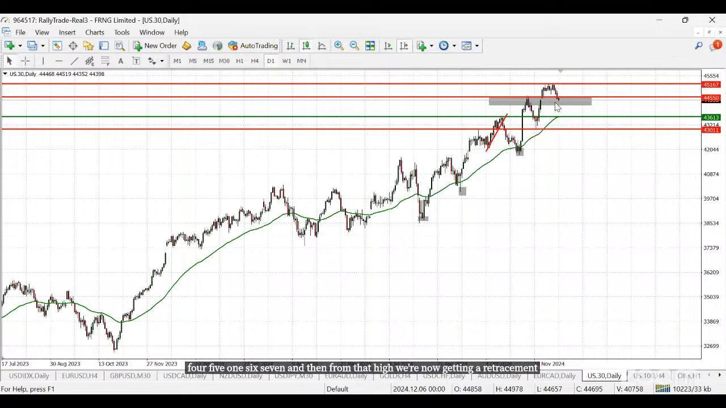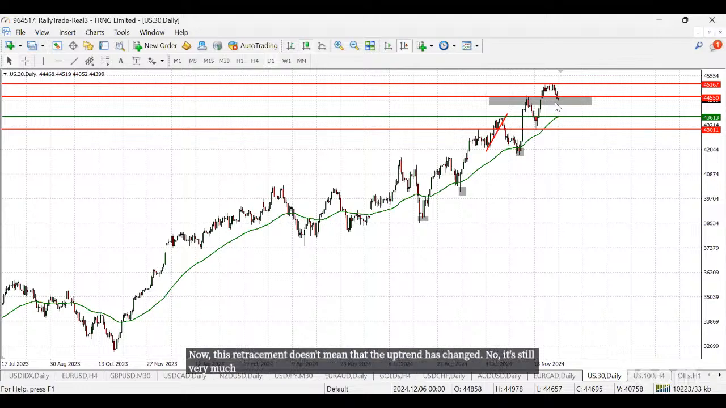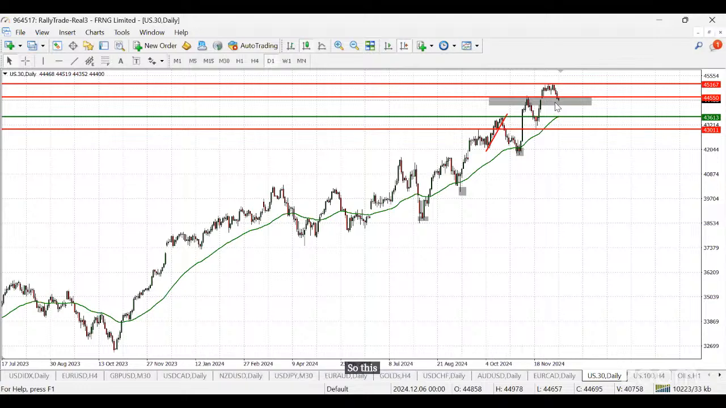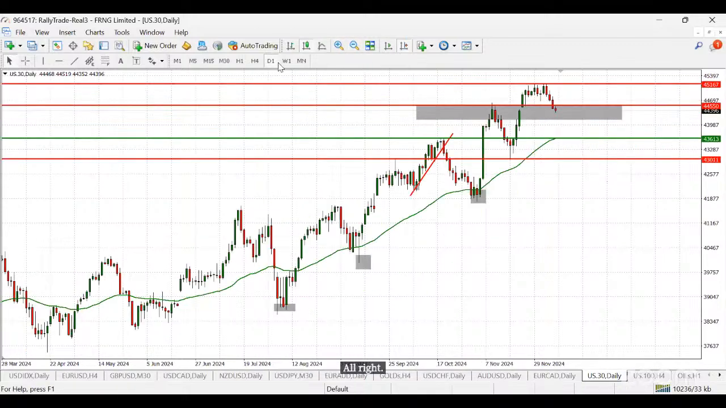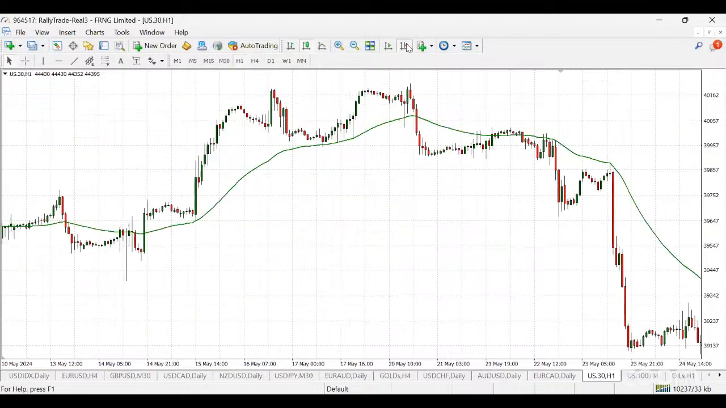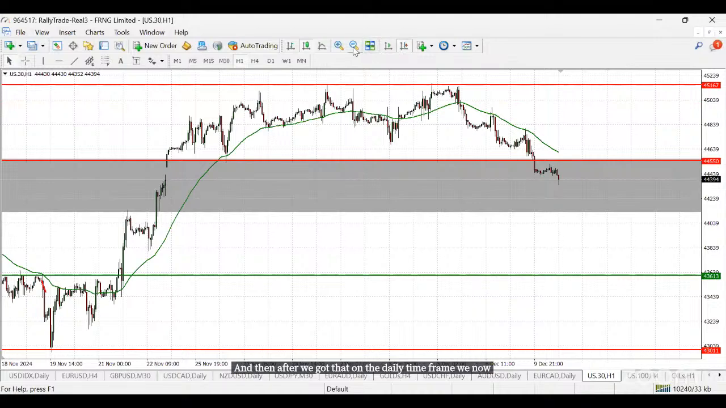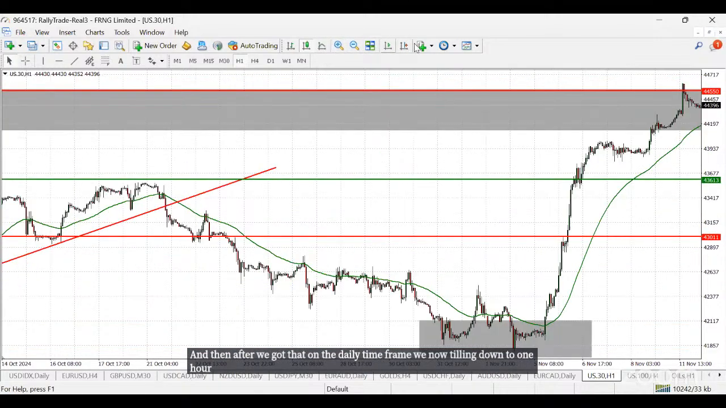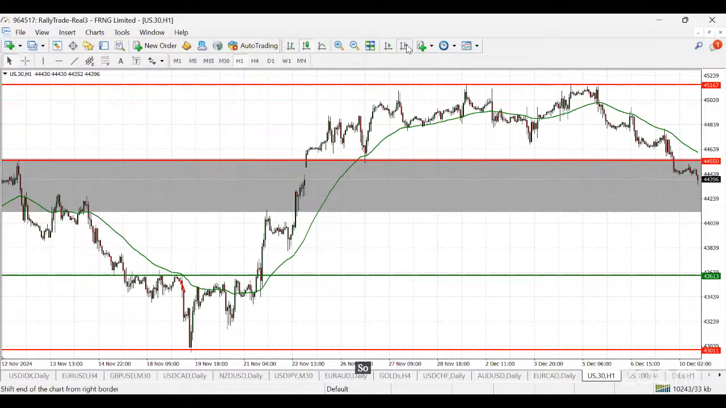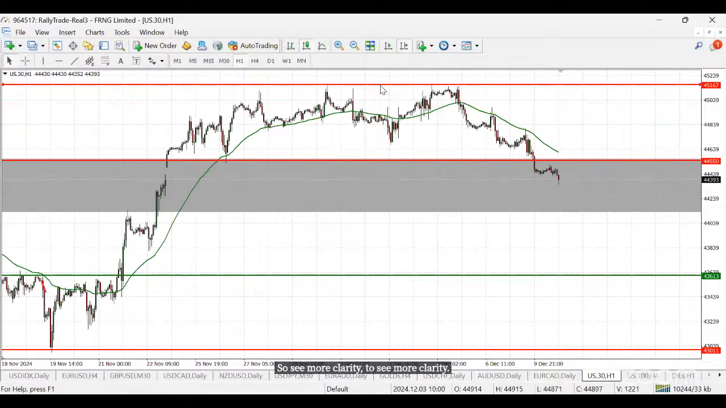Now, this retracement doesn't mean that the uptrend has changed. No, it's still very much intact. So this is a temporary change in direction for the uptrend to resume. And then after we got that on the daily time frame, we now tune down to 1 hour to see more clarity. All right, so this is the resistance that we saw on daily.